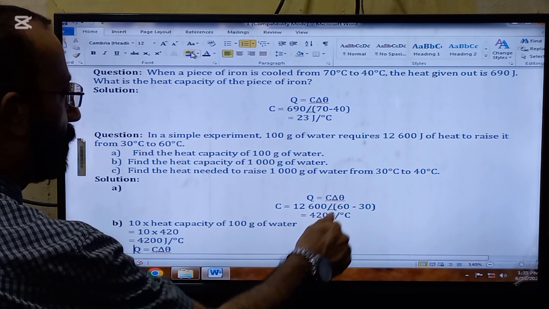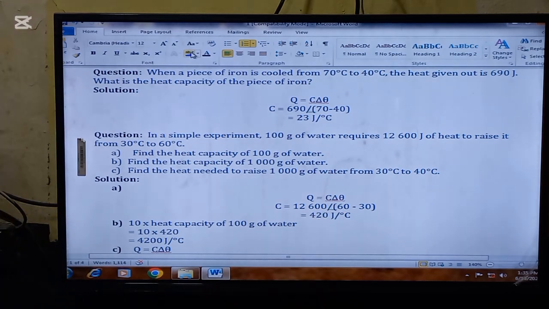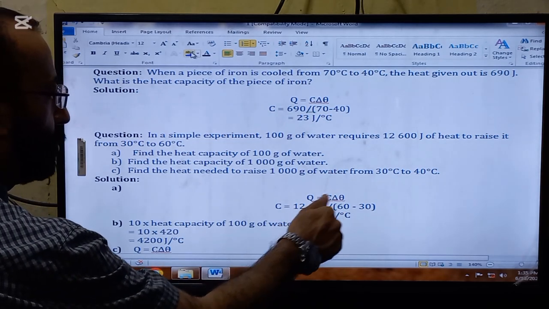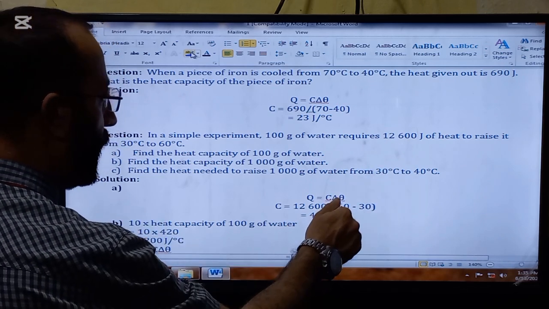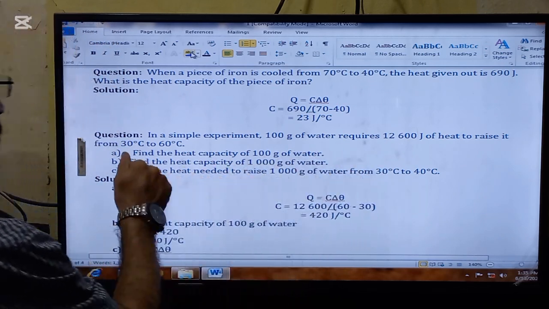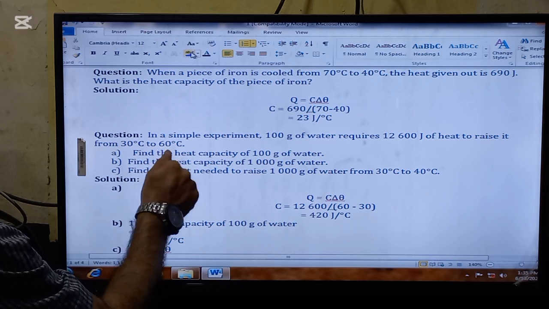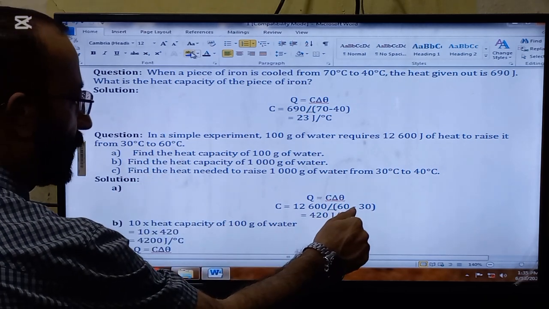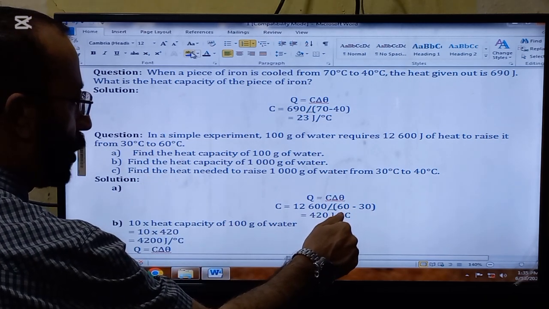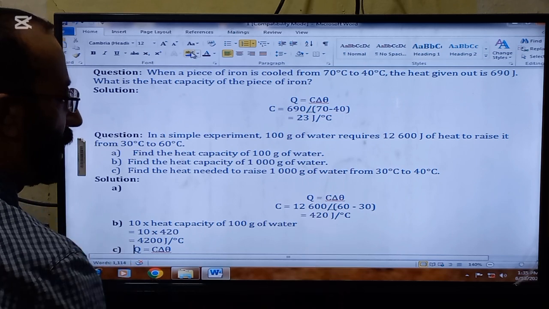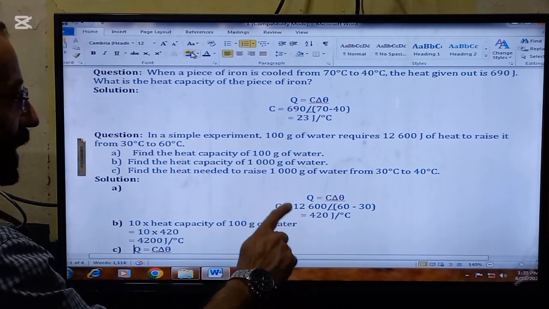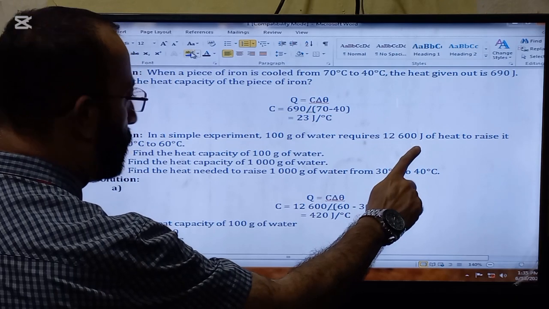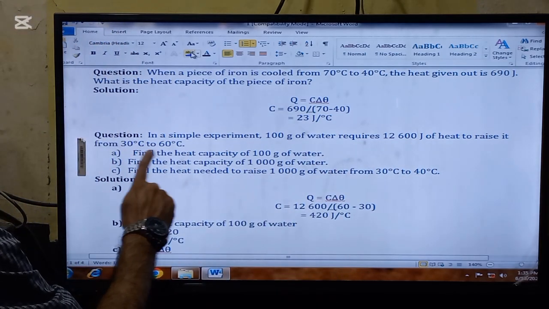So Q is equal to C delta theta and C will be equal to Q over delta theta. So Q is 12,600 and delta theta is from 30 to 60, so 30 degree will be the change. So 30 will be put in the denominator, solve it on the calculator, you will get the answer. The unit will be joule per degree C because energy is in joule and temperature is in degree C.